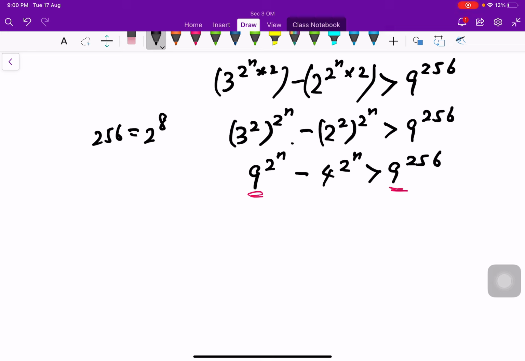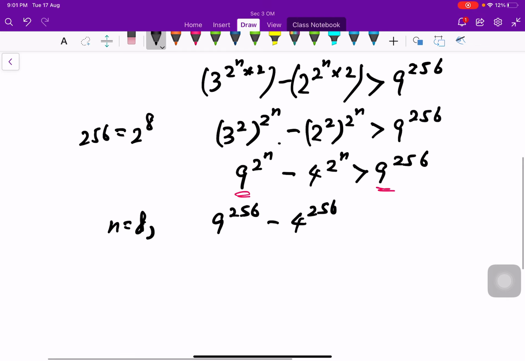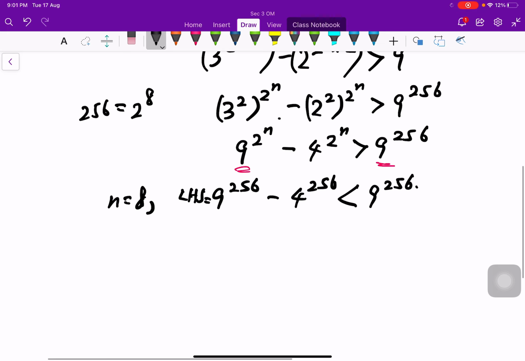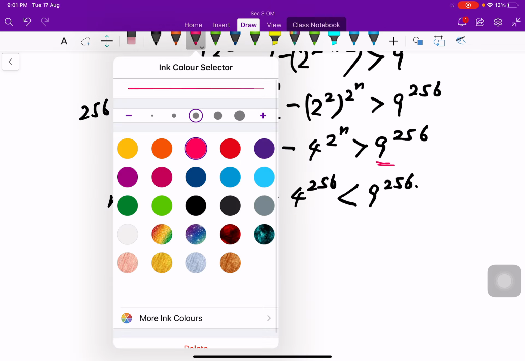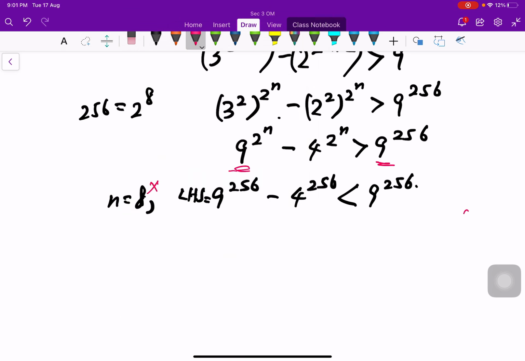Therefore, in this case, can you see that when n is equal to 8, you get 9 to the power 256 minus 4 to the power 256? Can you see that the left-hand side is actually 9 to the power 256 minus 4 to the power 256. And obviously, this is less than 9 to the power 256, right? Therefore, 8 is too small. 8 is no good, because we want this expression to be greater than 9 to the power 256.